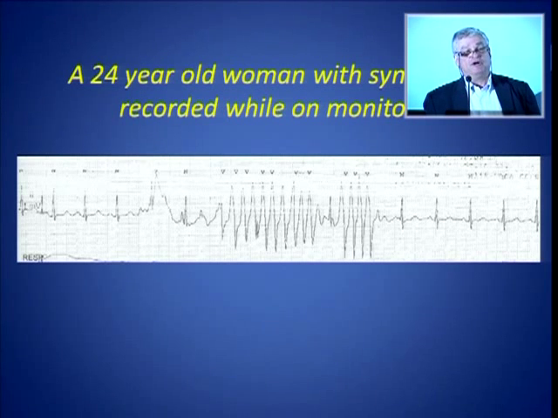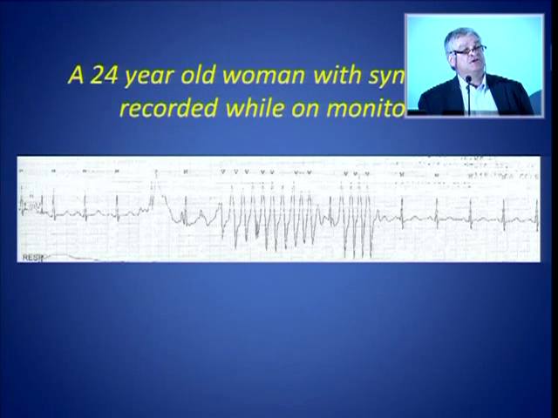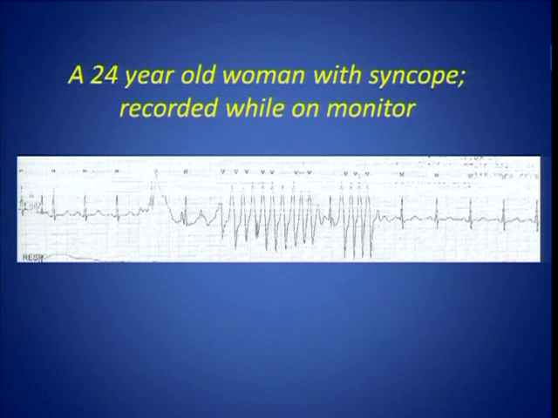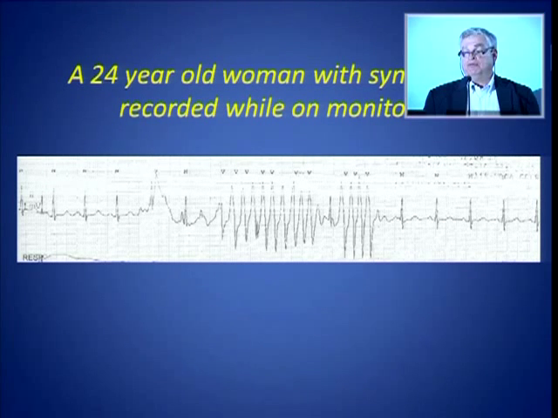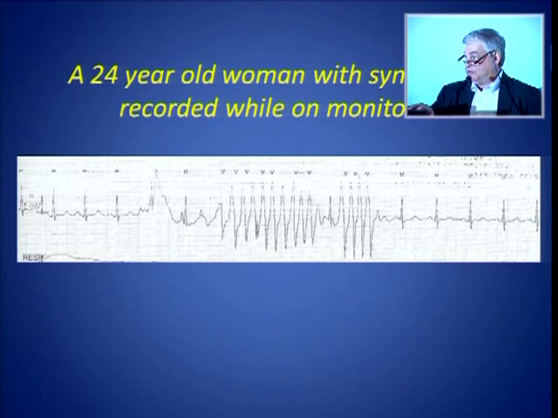This one, 24-year-old woman with syncope. This was recorded on her monitor. She had a syncopal episode at home. She came into the emergency room. While in the emergency room, they recorded this. She did not have syncope while in the emergency room. This was just recorded, and they called us because she had polymorphic VT.